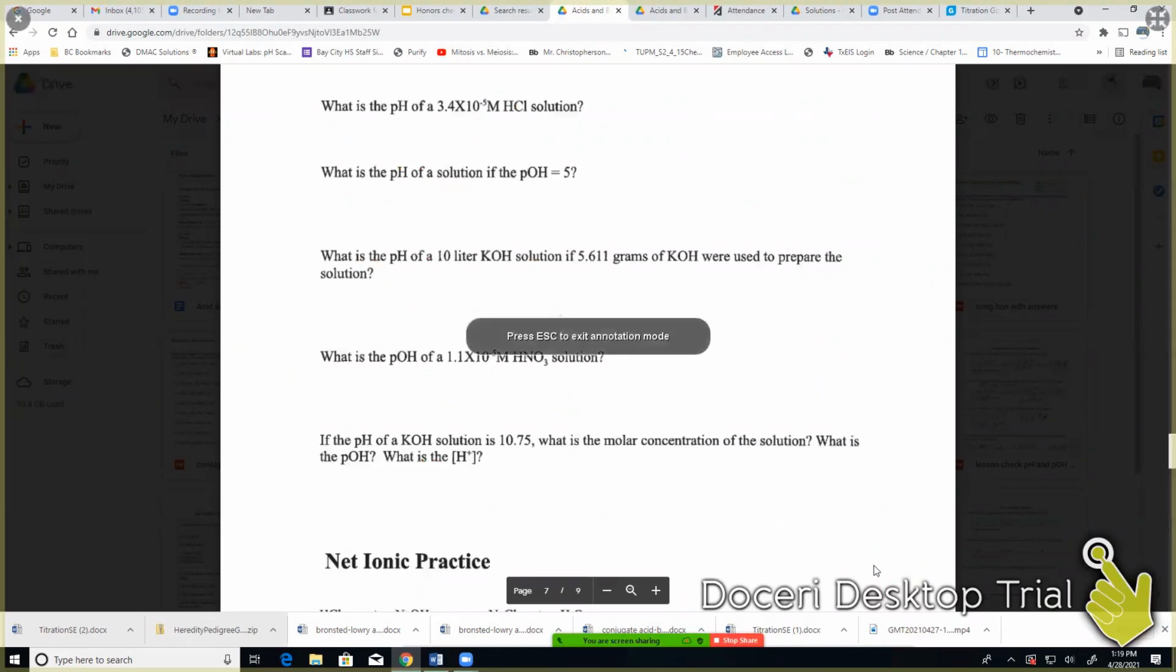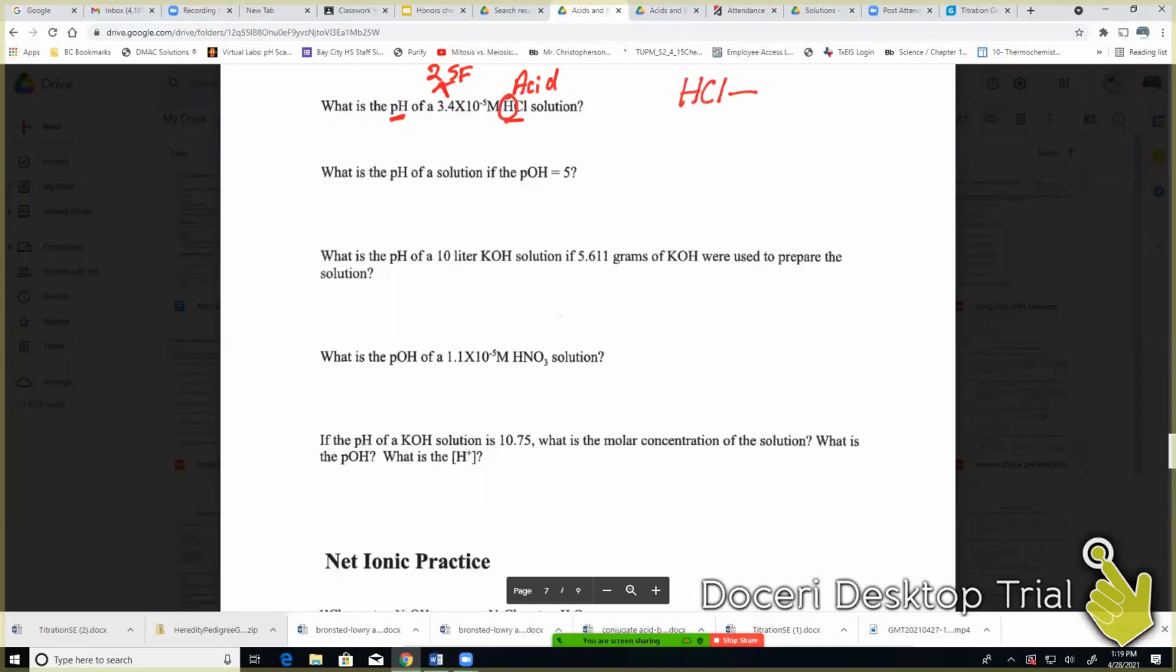All right, so it says, what is the pH of a 3.4 times 10 to the negative fifth molar hydrochloric acid solution? So the first thing I notice is that's an acid. So that means I can go to the pH directly. I don't have to go through the pOH. I also notice this is, how many sig figs? 2, 3.4. So that would be 2 sig figs. So that means when I get my pH, it should be 2 places behind the decimal. And then the other thing I notice, there's only 1 hydrogen.